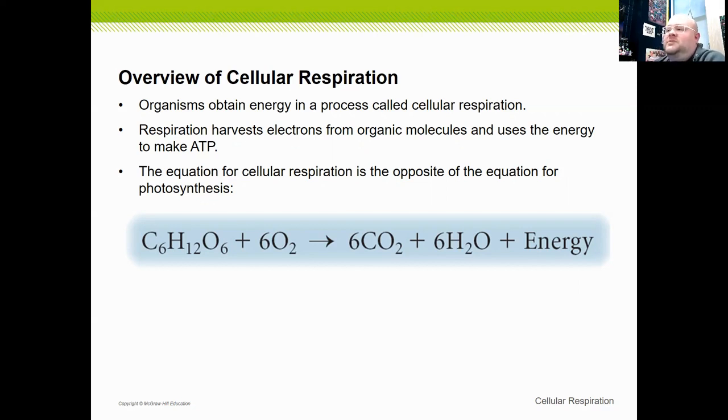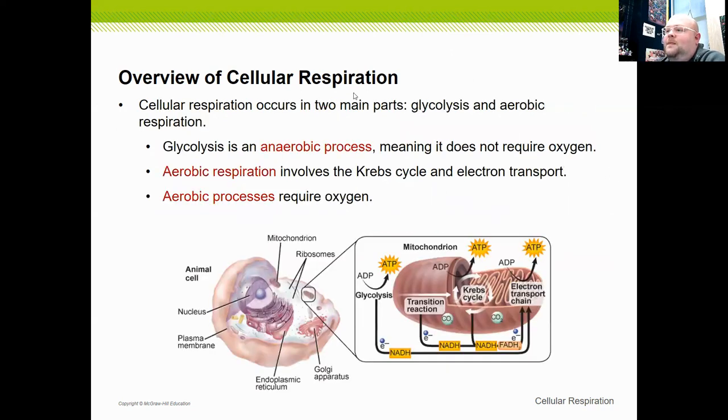So organisms obtain energy during cellular respiration, organisms that aren't plants. Respiration harvests electrons from the organic molecules and uses the energy to make ATP. The equation for cellular respiration is, again, the opposite of photosynthesis. Sugar plus oxygen gives us carbon dioxide, water, and energy. Okay, cellular respiration has two main parts. We have glycolysis and aerobic respiration.